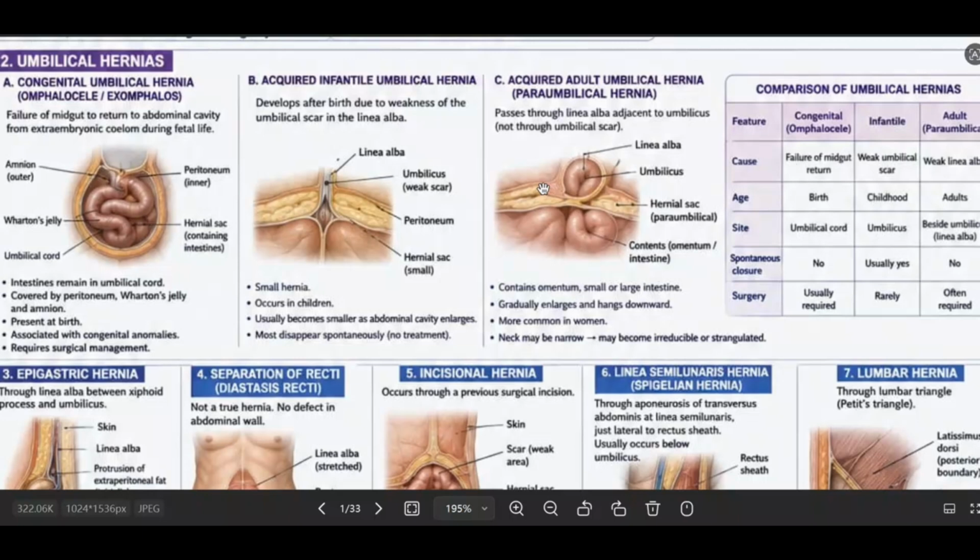Now from these three hernias I have extracted a comparison. The lecture is already long enough, so there is no more time. You can read it or screenshot the comparison of umbilical hernia from there. These are all the points that are mentioned here.